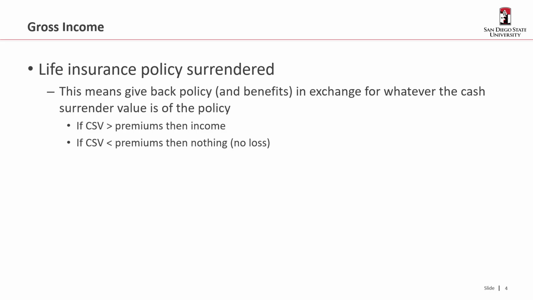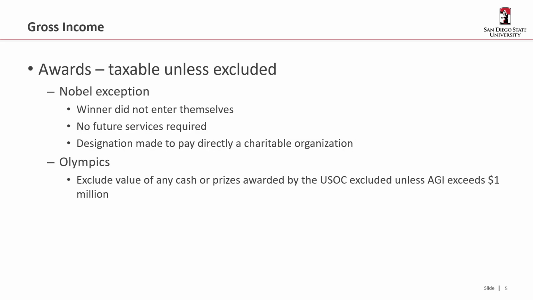So awards are taxable unless excluded. There's an exception for the Nobel Prize, as long as the winner didn't enter themselves, there's no future services required, and they're required to designate that the payment be made directly to a charitable organization. A couple years ago, they passed a rule that said you could exclude the value of any cash or prizes awarded by the United States Olympic Committee, unless the recipient's AGI exceeds $1 million. So I call that the Michael Phelps rule. That guy's income generally does exceed $1 million, and so when he won his 20 whatever medal, his cash and prizes were includable in his income.